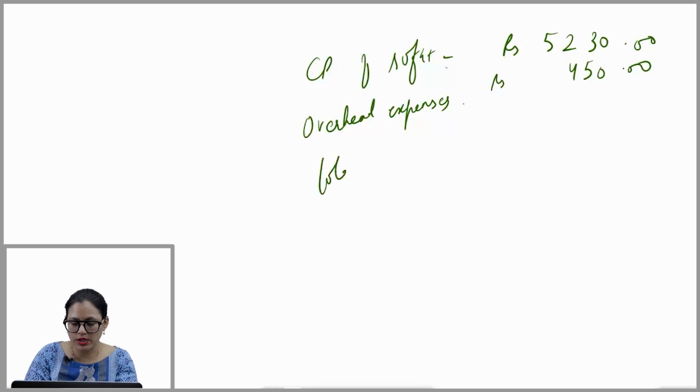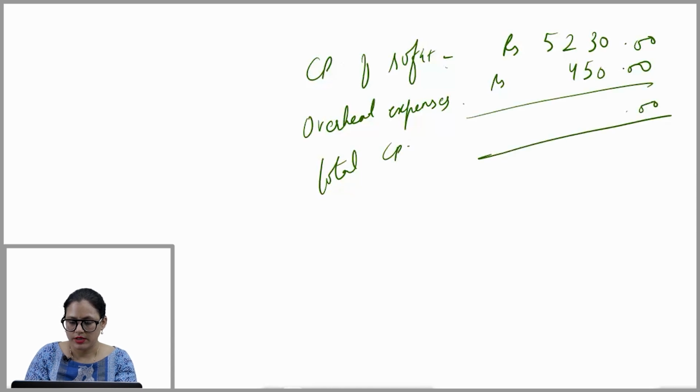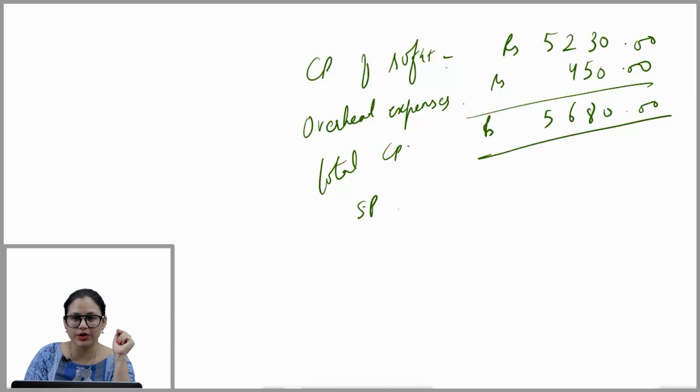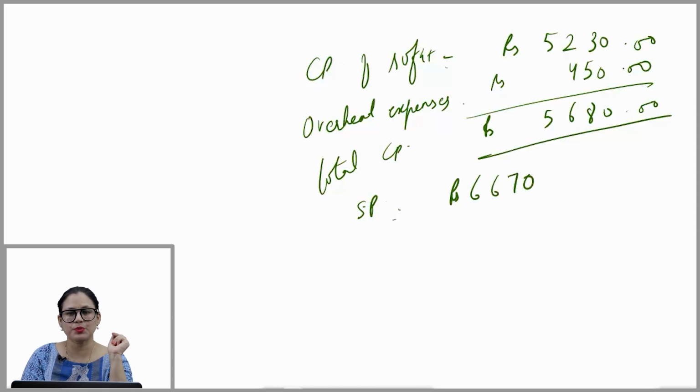Okay, so total CP is how much? 5 plus 3 is 8, 4 plus 2 is 6 and 5. So total CP is 5,680 rupees. Okay, and SP he sold at the price of rupees 6,670 rupees. Right, so clearly he made a profit because SP is greater than CP.